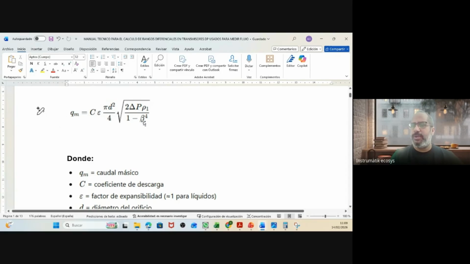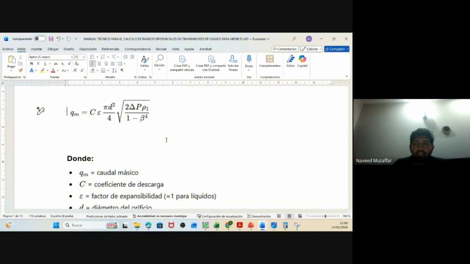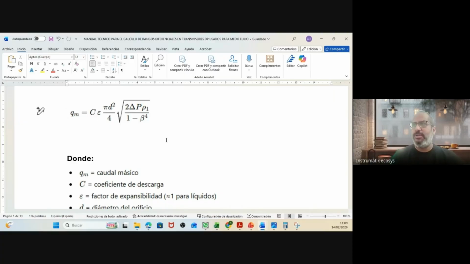This one is the beta ratio, which is the ratio between the orifice plate bore diameter and the pipe diameter. It is related to the fourth power here. So you need to understand clearly each one of these parameters.